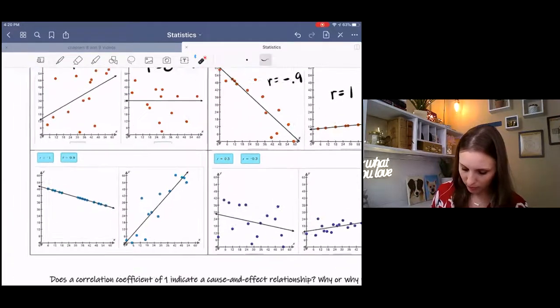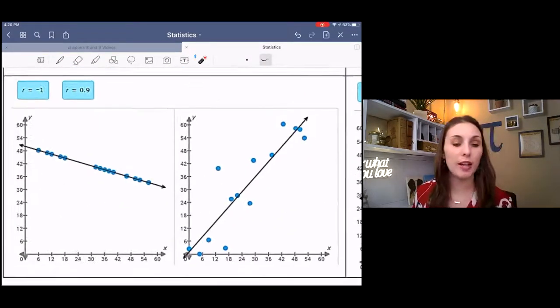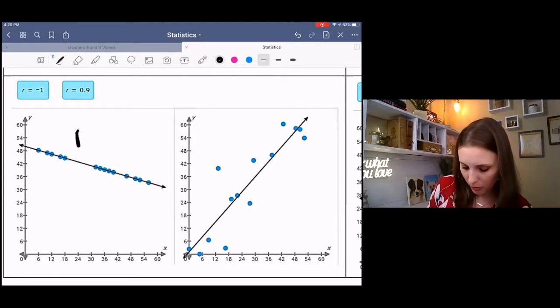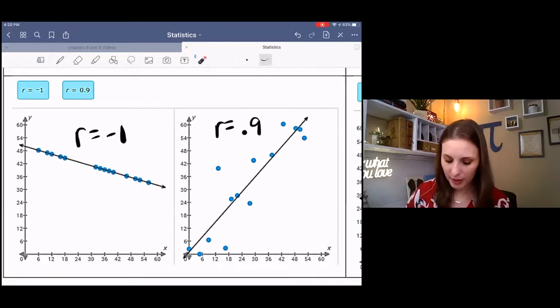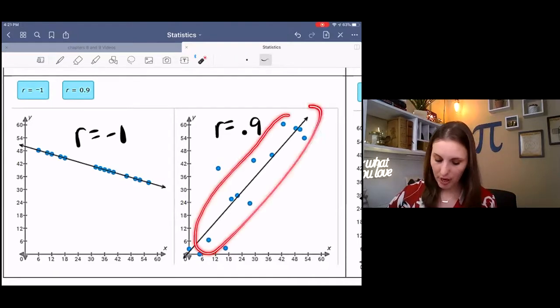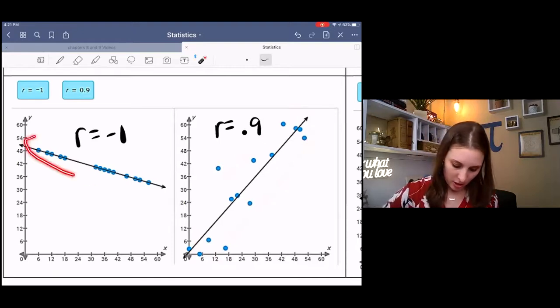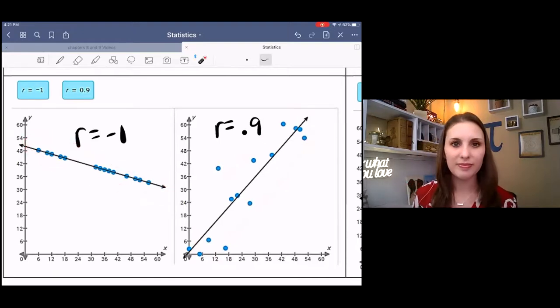Okay, two more. R value of -1 and R value of positive 0.9. Go ahead and try it. This will be our -1. This will be our 0.9. And again, if it helps to circle your data to help you make the decision, then that's a good idea. Or highlight or whatever.